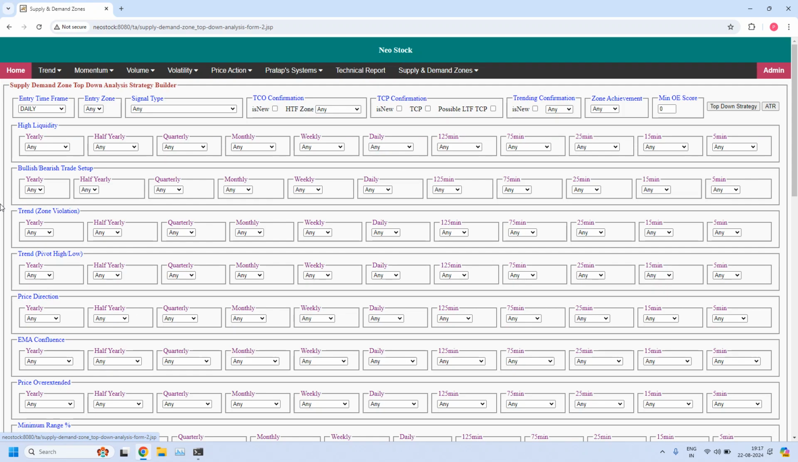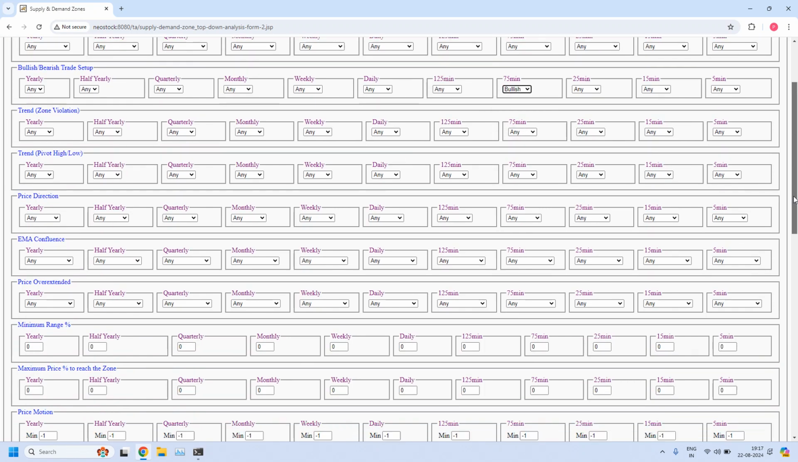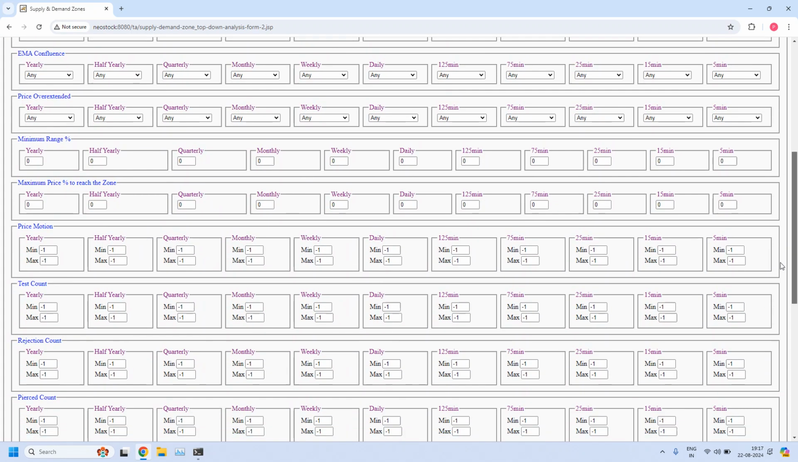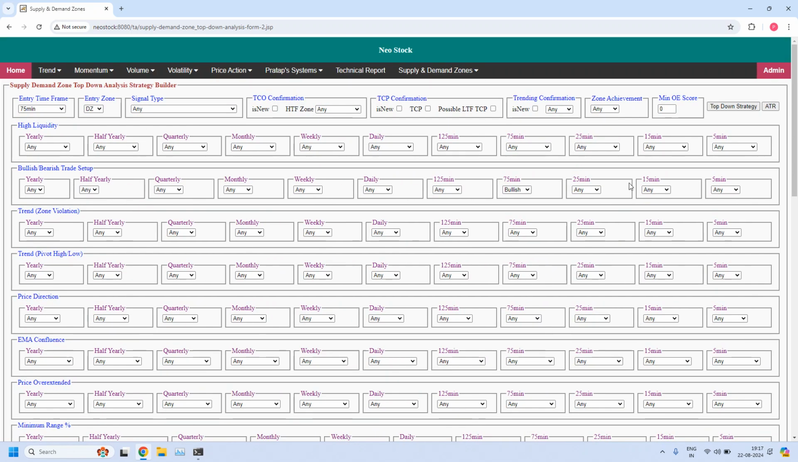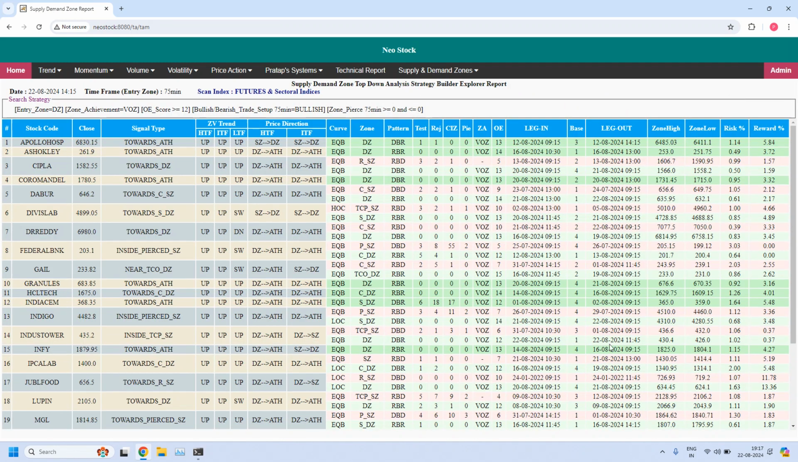Okay, the next one is the bullish trade setup for weekly income trade. Weekly income trade entry time frame is 75 minutes. Entry zone is demand zone. Bullish or bearish trade setup at 75 minutes, I am selecting bullish. And the 75 minutes demand zone should not be pierced. So in the 75 minutes time frame, minimum value I am setting 0, maximum value 0, and zone achievement is violated opposing zone. Minimum odd enhancer score is 12. All the 3 filters are applied to the 75 minutes demand zone.